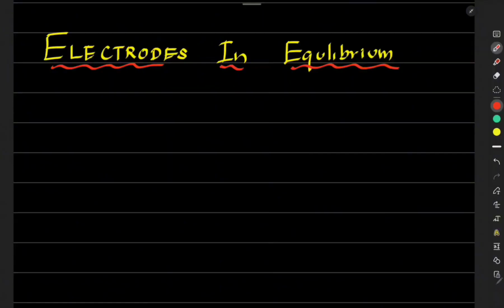Before learning about electrodes in equilibrium, we should learn about the reactivity of metals in a solution.